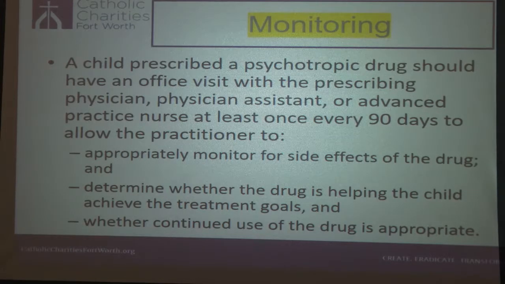A child prescribed a psychotropic drug should have an office visit with a prescribing physician, or an advanced practitioner, at least once every 90 days to allow the practitioner to appropriately monitor for side effects of the drug, determine whether the drug is helping the child achieve the treatment goals, and whether continued use of the drug is appropriate.